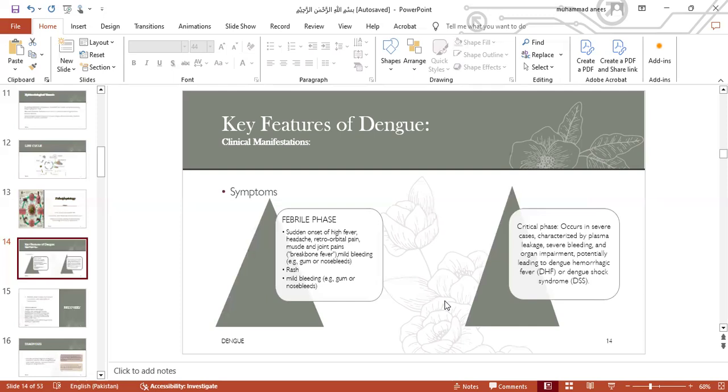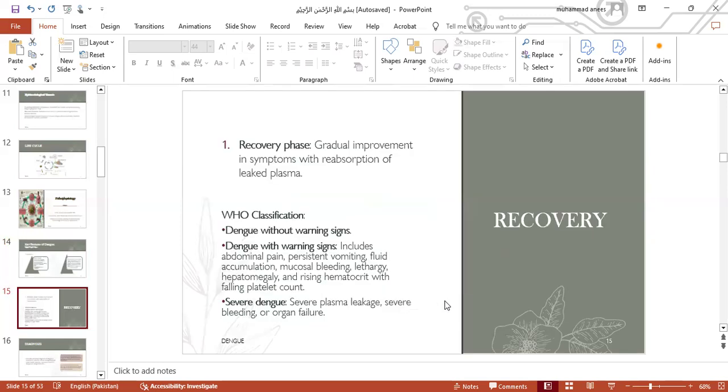In most of the cases, the febrile phase is followed by recovery. In this recovery phase, there is a gradual improvement in symptoms with the reabsorption of the leaked plasma. Now, how does the WHO classify dengue?